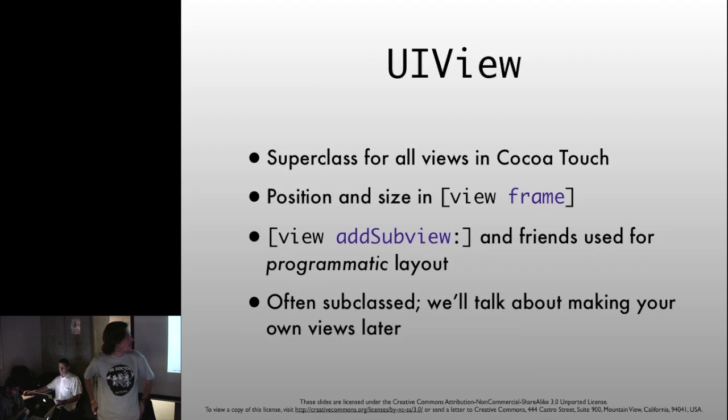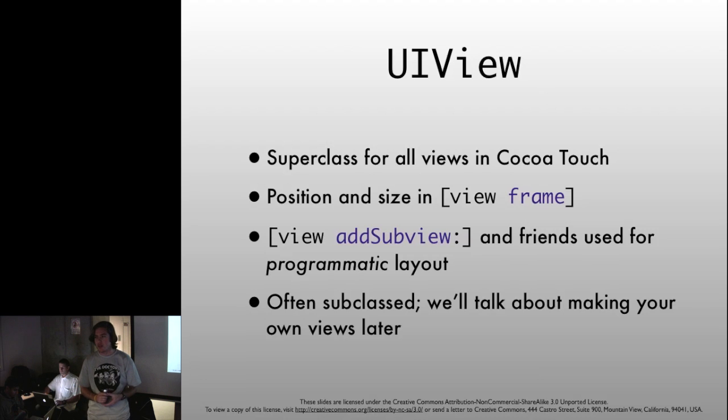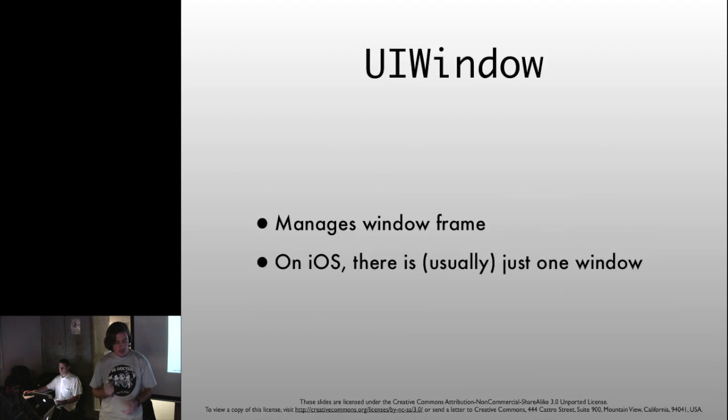So, like on Mac, we have UIView, which is the superclass of all views. Again, like NSViews, it has a frame rectangle. You can programmatically add subviews to views. And again, we'll talk about this later, but it's very common to subclass UIView to make your own custom views. UIWindow is the class of all windows on iOS. Typically, there is one window. Your application has a singular window, and your application lives in that window. You can actually create other windows if you like, but typically there's just the one window.